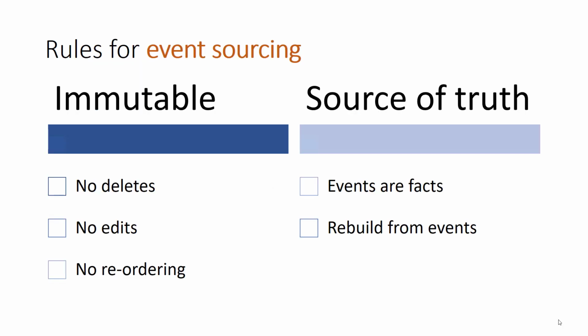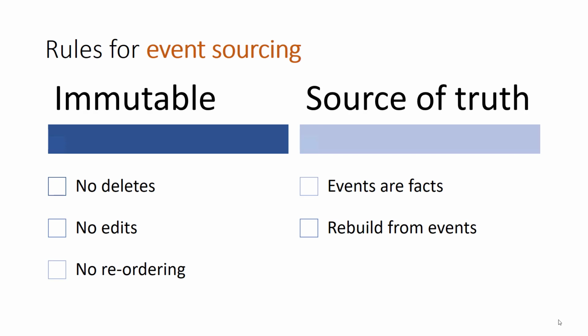Now there are some rules or constraints when you are using event sourcing. The first rule is that the event stream is immutable. That means you're not allowed to delete, edit, or reorder any event once it's been put on the stream. The event stream can be seen as an append-only data type.